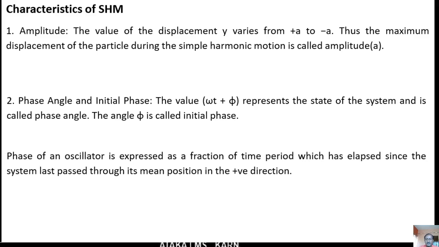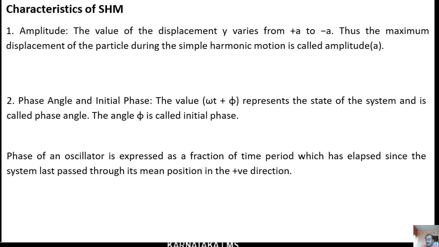Totally, phase of an oscillator is expressed as a function of time period which has elapsed since the system last passed through its mean position in the positive direction. See here, for displacement y, the term omega t plus pi occurring in the above equation for displacement y is called phase of vibration.